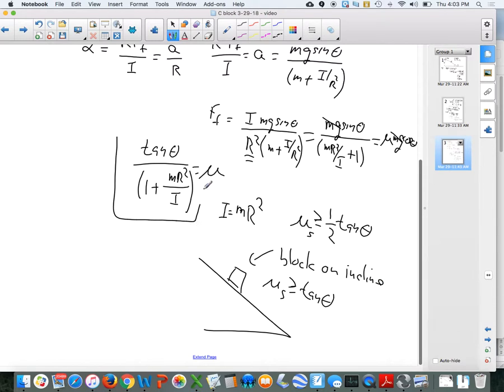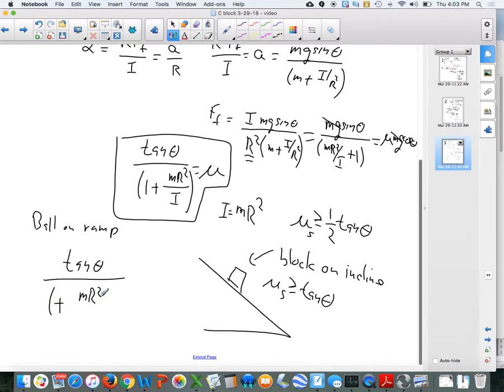This result here, although I don't like to memorize results, this result here applies for all items. So for example, if I were to do a ball on ramp, I could rewrite this as tangent theta over 1 plus mr squared over I, where I for a ball is 2/5 mr squared, is equal to this minimum mu.